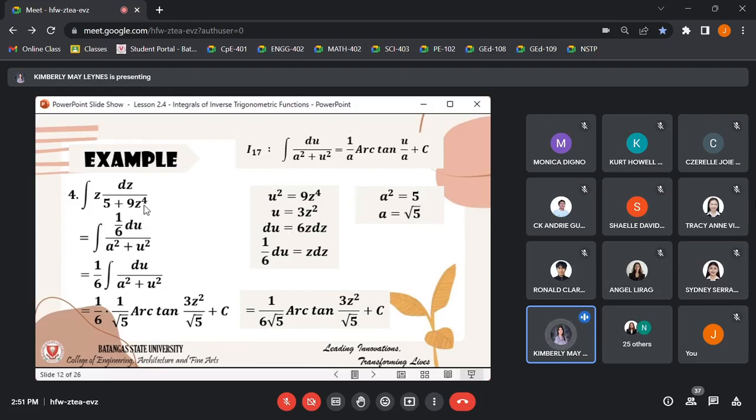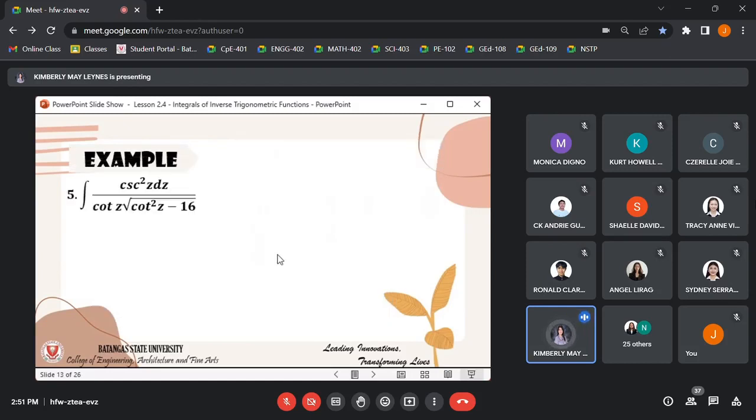Tandaan, pag dalawa lang yung term natin, ibig sabihin yung isa ay u squared na agad, yung isang term ay a squared. Yung u squared is the one containing our variable. Question po sa number 4. Okay, so I think wala namang question for number 4. Then, let's proceed for number 5.